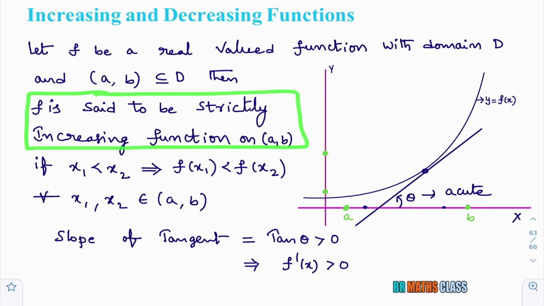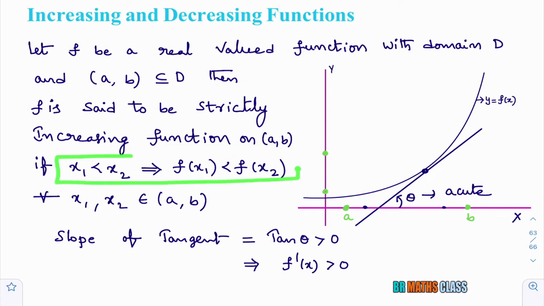If x1 less than x2 implies f of x1 less than f of x2. This is the important one. x1 less than x2 implies f of x1 is strictly less than f of x2. Here the point is, this x1 less than x2 implies f of x1 less than f of x2 is there. This tells you that when x values are increasing, f of x values are also increasing.